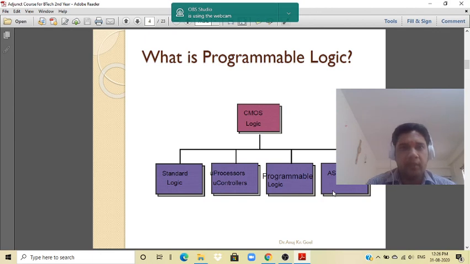Fourth is the ASIC, application specific integrated circuits. Microprocessors, controllers, PLA, PROM are all general purpose. Anyone can use them for any type of application, but ASICs are dedicated only to a particular application. For example, if you design an ASIC for a washing machine, it cannot be used for a refrigerator. And if you design an ASIC for a refrigerator, it cannot be used for a microwave oven. So these are application specific ICs which are dedicated to a particular application.